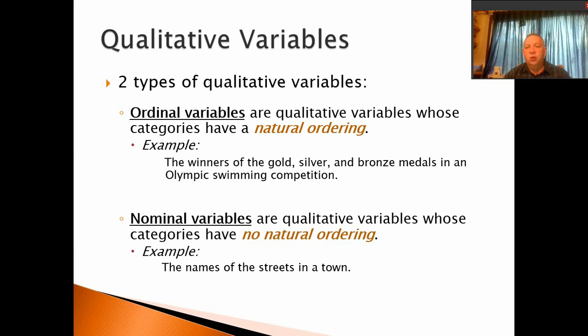Nominal variables are qualitative variables whose categories have no natural ordering. Just the names of the street and the town, colors that we could pick out. So we can't really order them as such.